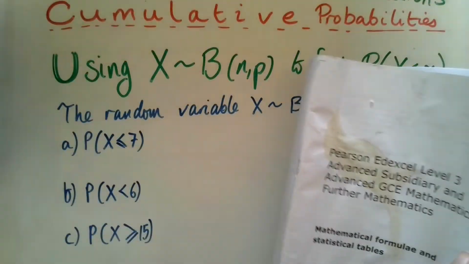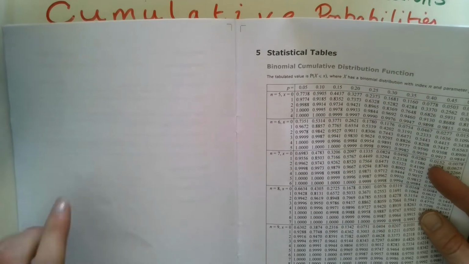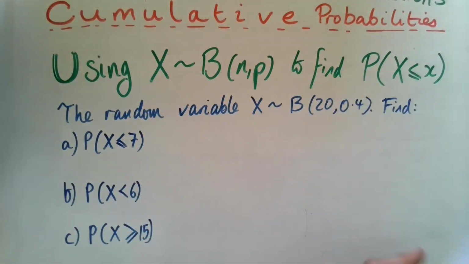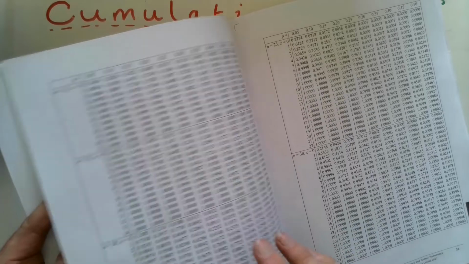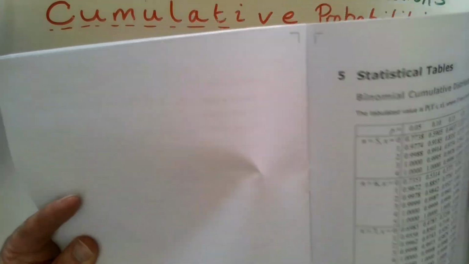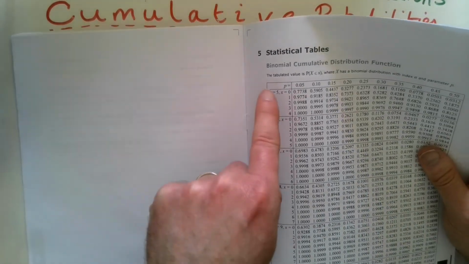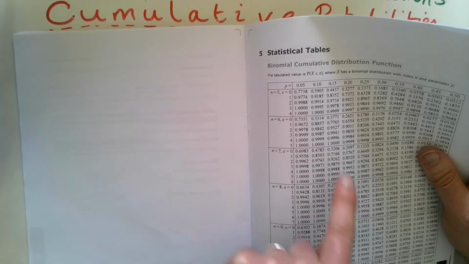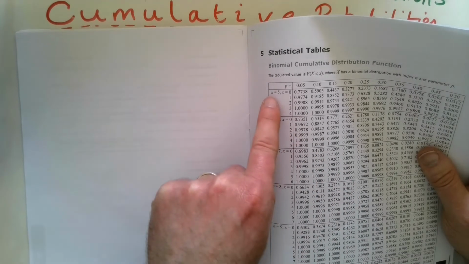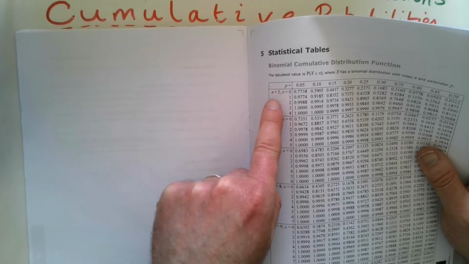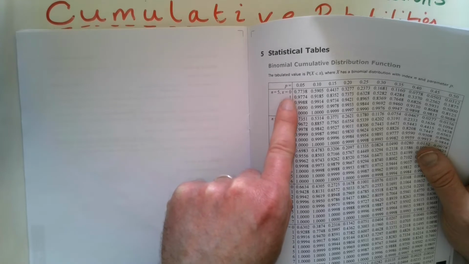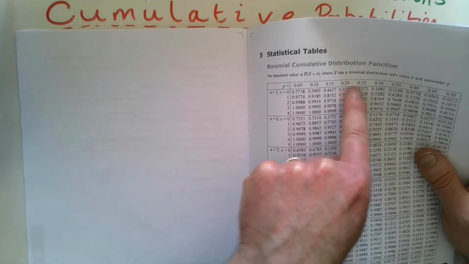But because of these tables, if you see them here, it's page 29, by the way, in the book of tables that you get in the exam. Binomial cumulative distribution function, that's what it's called. And you've got a whole load of different tables. It goes on for 3 different pages, and in the left hand edge you can see it says n equals 5, x equals 0. So that means the number of trials would be 5, and that's the probability that it would be 0. Now the different probabilities you can have are along here.